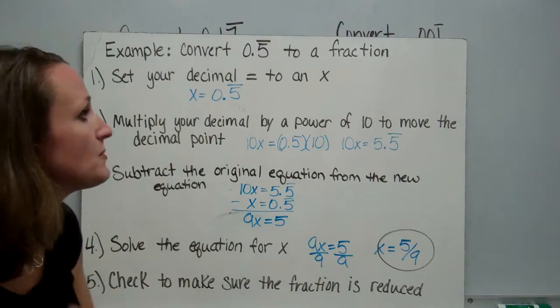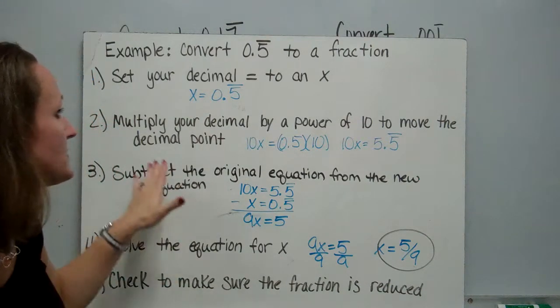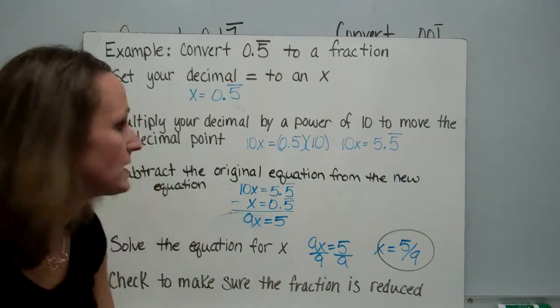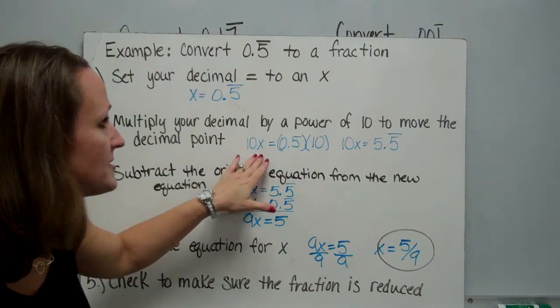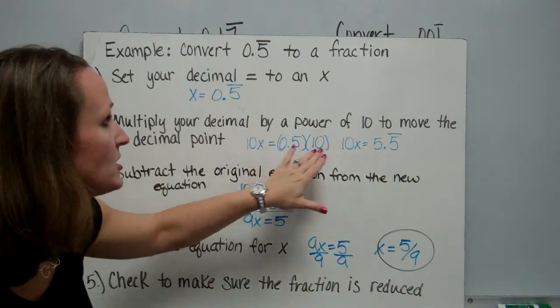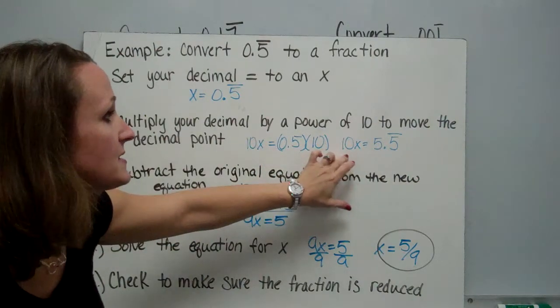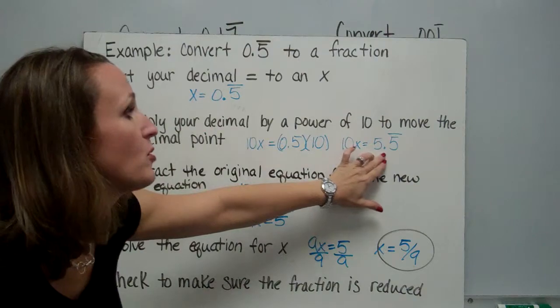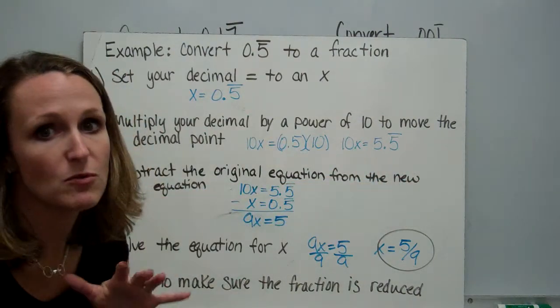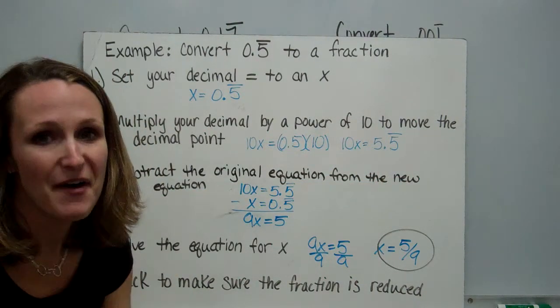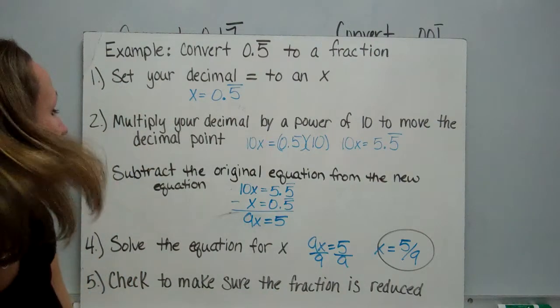Next, I'm going to multiply my decimal by a power of 10 to move the decimal point. So I'm going to say 10 times x, which gives me 10x, and then 10 times 5/10 repeating, which gives me 10x equals 5.5 repeating. Remember, when you multiply something times 10, all it does is move your decimal point over.